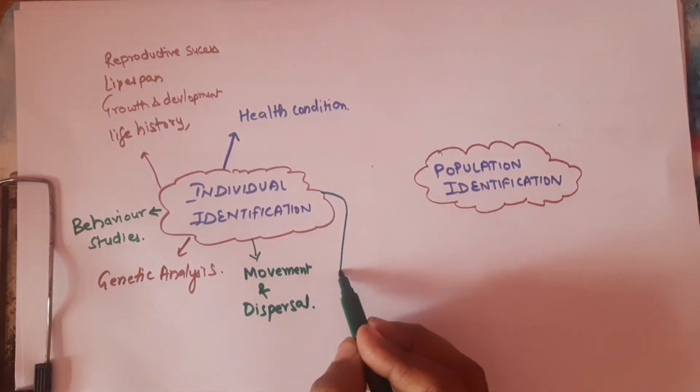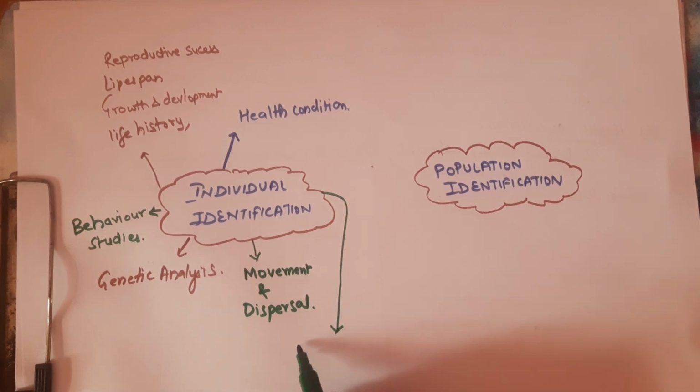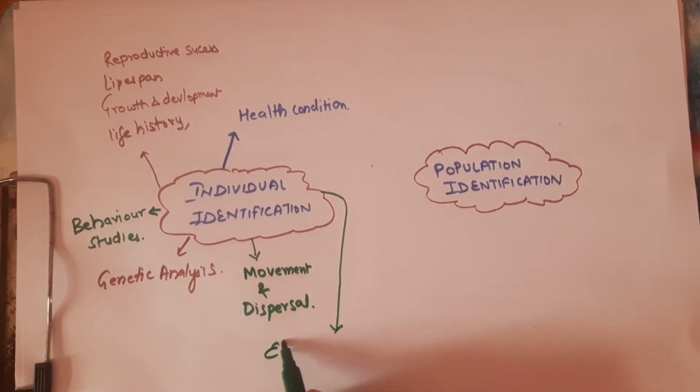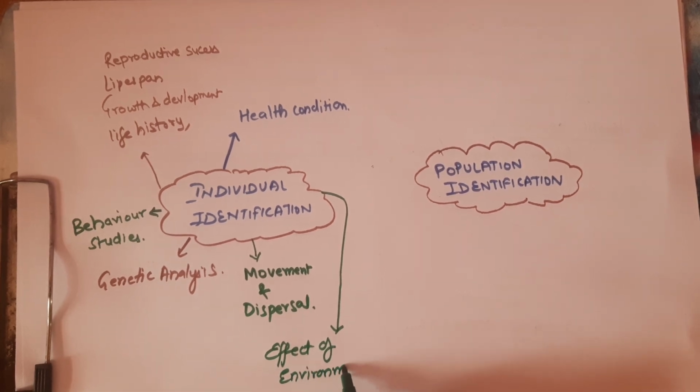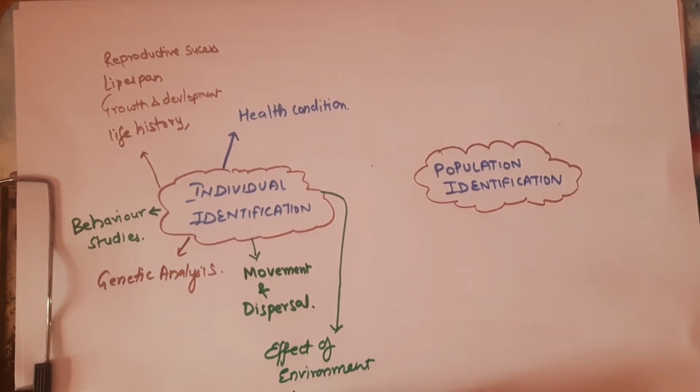The sixth point, I will write it here. We can monitor the effect of environmental change. By following the individual animal or the species, we can see how they respond to change in their environment. Okay, so now let's talk about the population identification.